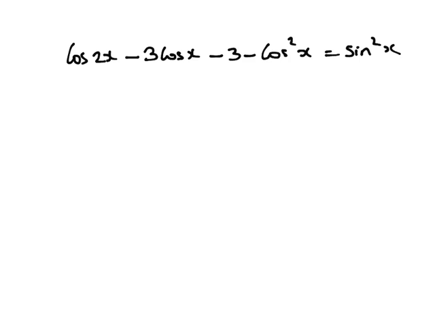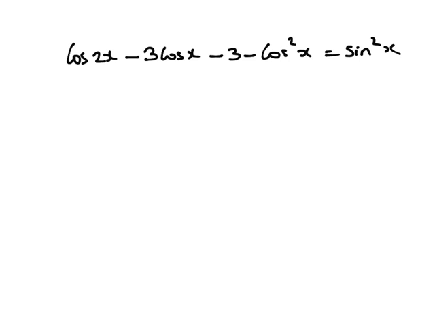Okay. Look at this problem, students. cos 2x minus 3 cos x minus 3 minus cos squared x equal to sin squared x. So you have cos x here, you have cos 2x here, you have cos squared x, you have sin squared x. So how can I make it into a single function?